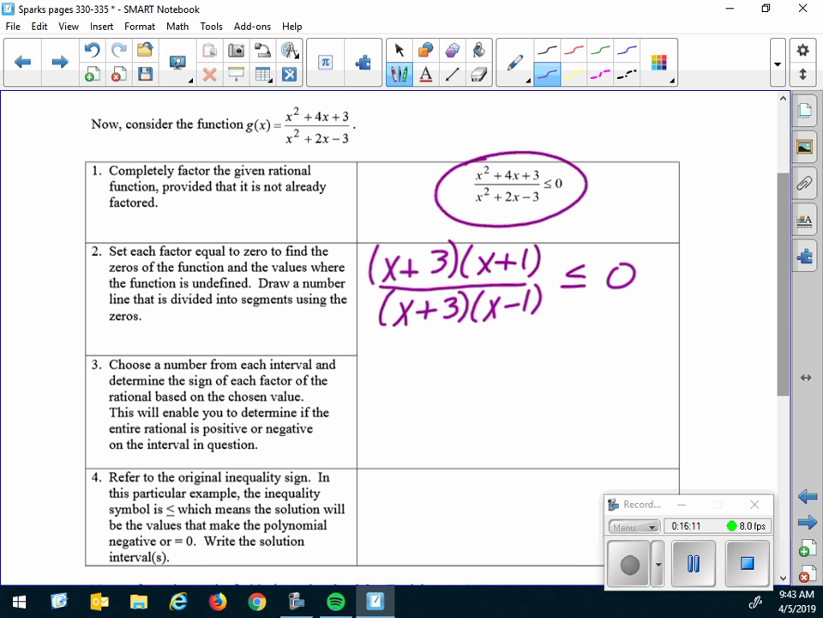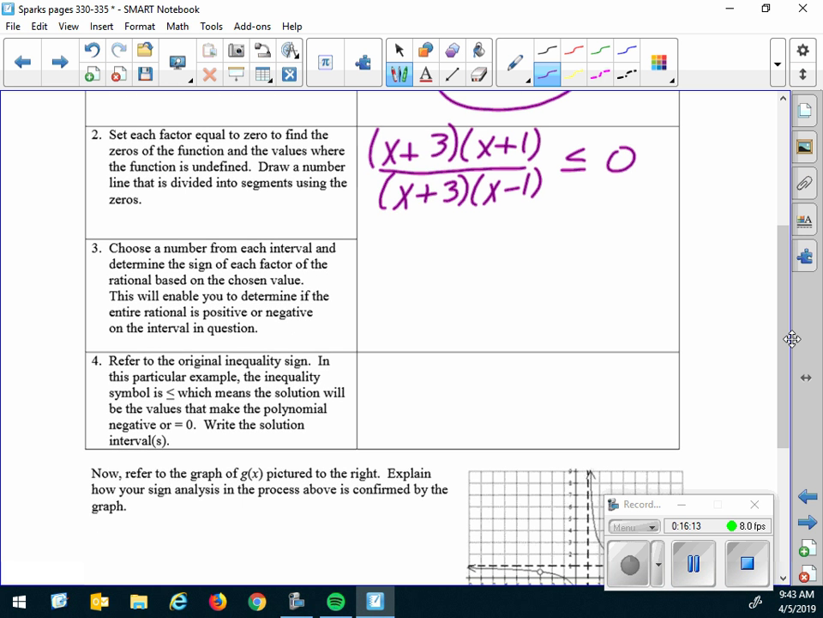Now, let's look at number 2. Set each factor. Now, how many factors do you see? I see 4. I see 2 in the top, and I see 2 in the bottom. Now, one of them happens to be a duplicate.